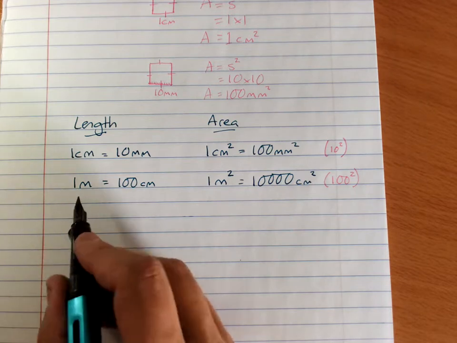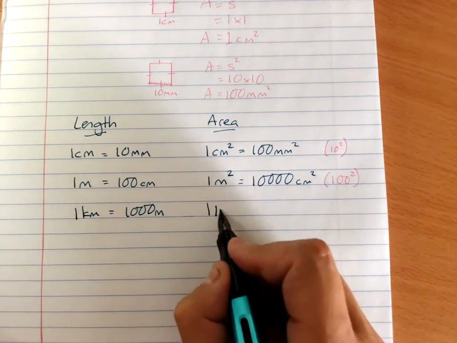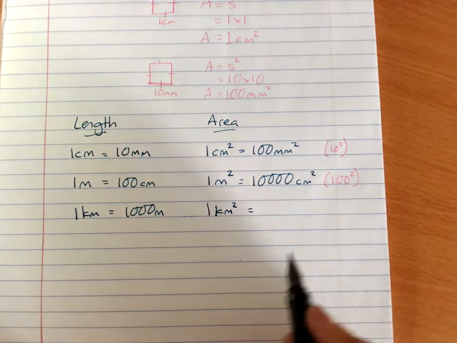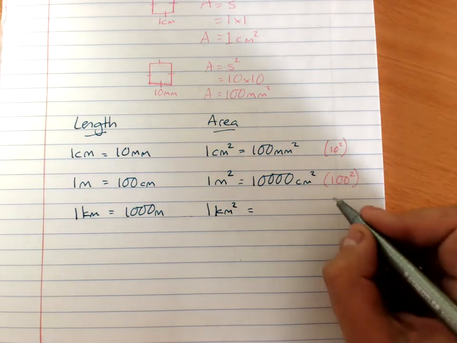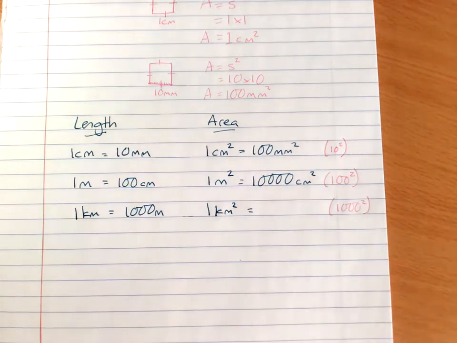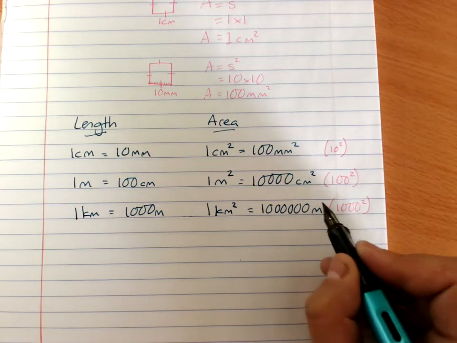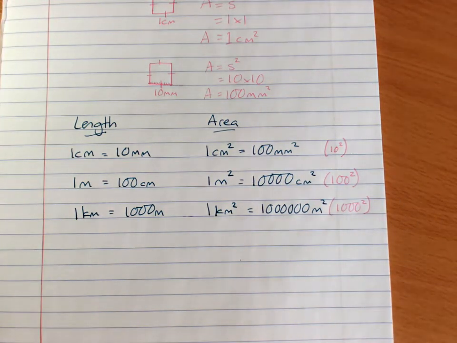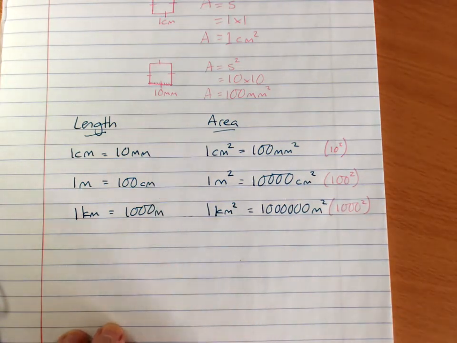So we can manage the prediction for a kilometre. A kilometre is 1,000 metres. So 1 kilometre squared would be 1,000 metres by 1,000 metres, which is 1,000 times 1,000, which is 1,000,000 metres squared. A kilometre by a kilometre on the ground is 1,000,000 square metres. So please notice that our conversions are going to be different for area compared to length.